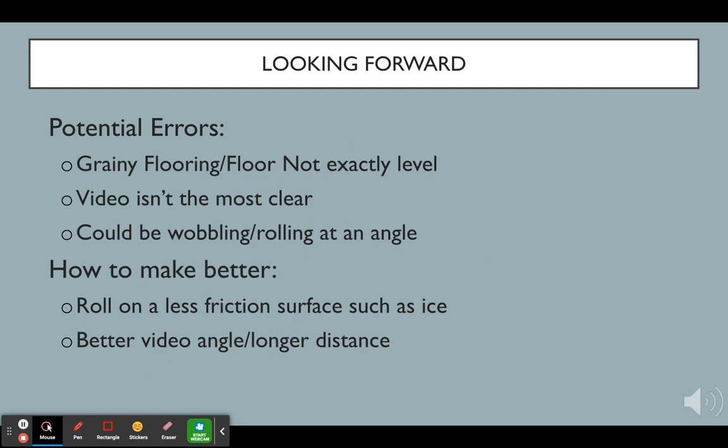Looking forward, some of the potential errors that could be found in this lab included grainy flooring or the floor not being exactly level and the video not being shot in the best way. So moving forward, I would want to roll on a less friction surface, maybe ice, and have a better video angle to make it a better lab.